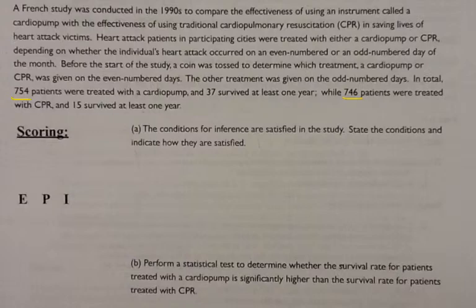And so what's my H0 going to be? So the null hypothesis starts off, right? You're trying to determine whether the proportion of individuals treated with CPR is different or actually is less than the proportion of people treated with the cardio pump. So, I'll just use CP for cardio pump and CPR for the other one, right? It's just obvious. So the proportion for the cardio pump is equal to the proportion with CPR.